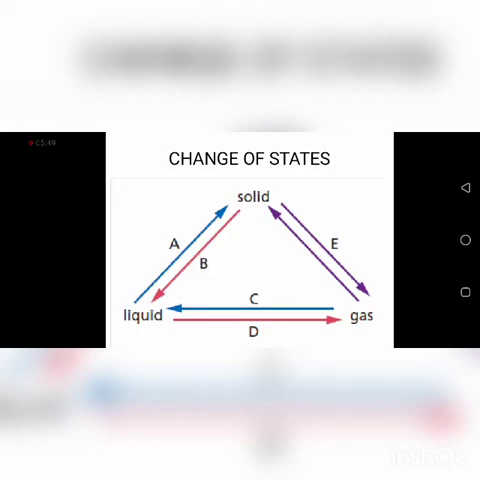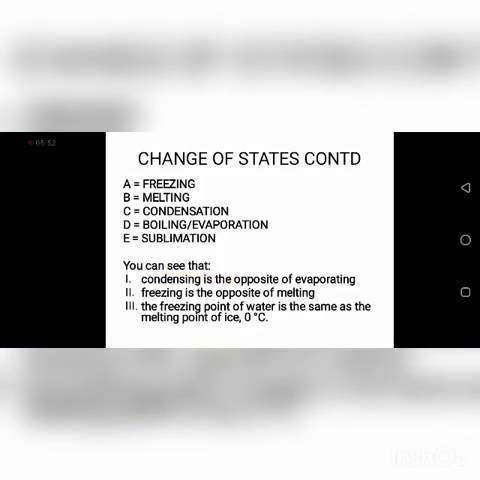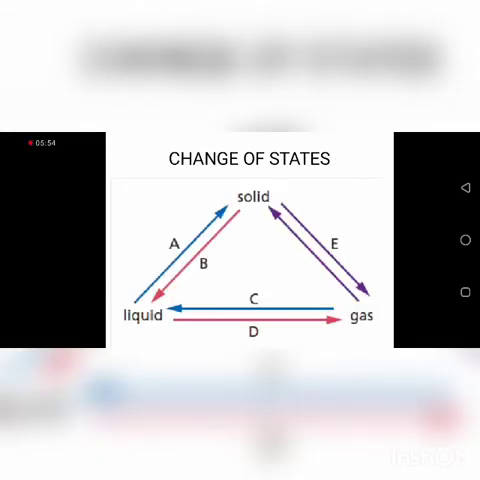So when a solid, that is E, changes directly to gas without passing through the liquid, without passing through B and D, without passing through melting and evaporation, that process is called sublimation. When a solid changes directly to gas without passing through the liquid state, it is called sublimation.